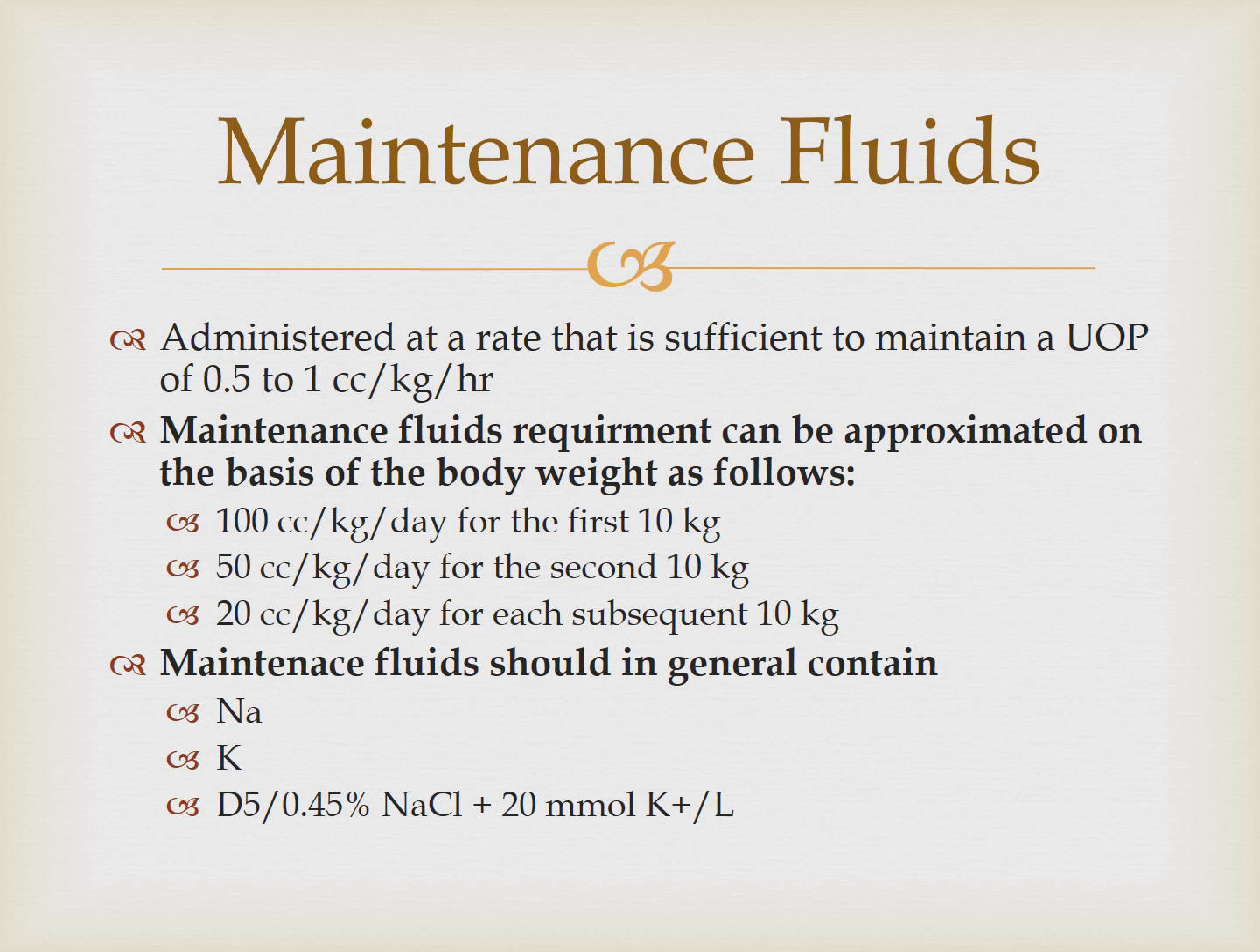You have a 60 kilogram female. In a 60 kilogram female, per day, they should be receiving 2300 cc of fluid daily. The way I calculated it is 1000 cc for the first 10 kilograms, so 10 kilograms times 100, and then 500 cc for the next 10 kilograms, calculated as 10 times 50. And then for each subsequent 10 kilograms, which would be 40 times 20.